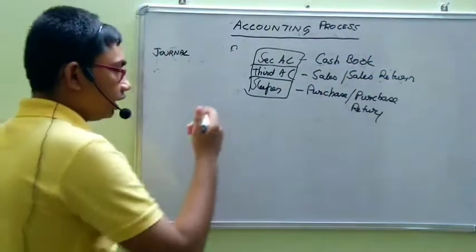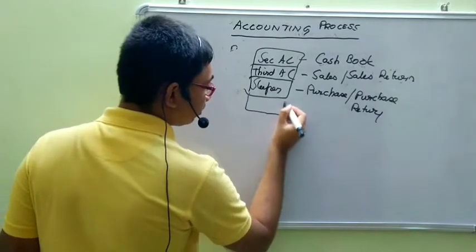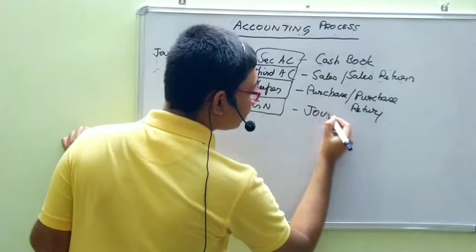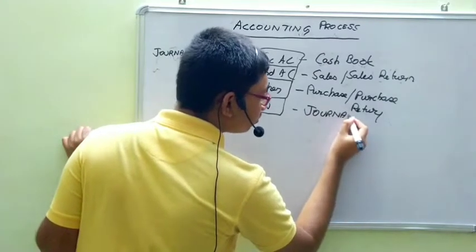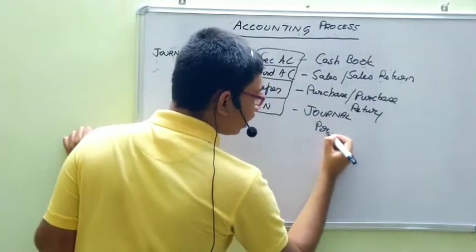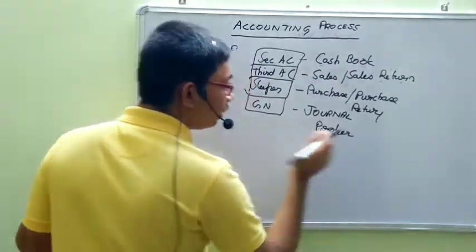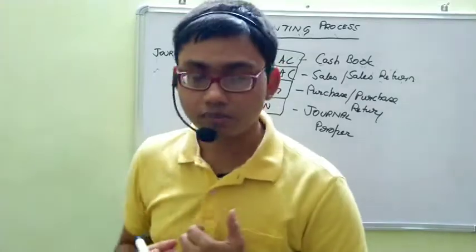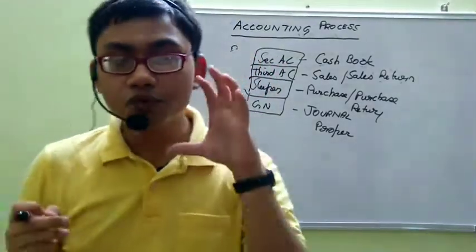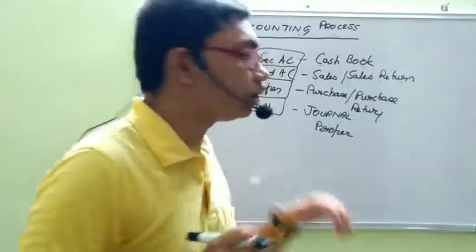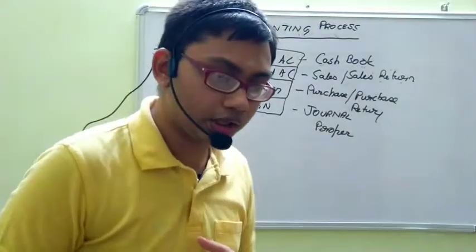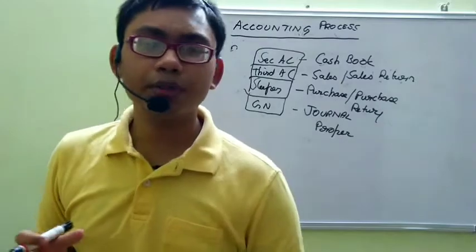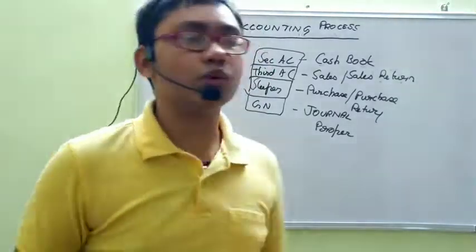And this general bogie is called journal proper. Anything that does not fit these 3 categories will go to the journal proper. But there can be a few people who always go in the general bogie. They usually don't go in the sleeper or third AC or second AC. Such people usually prefer the general bogie.